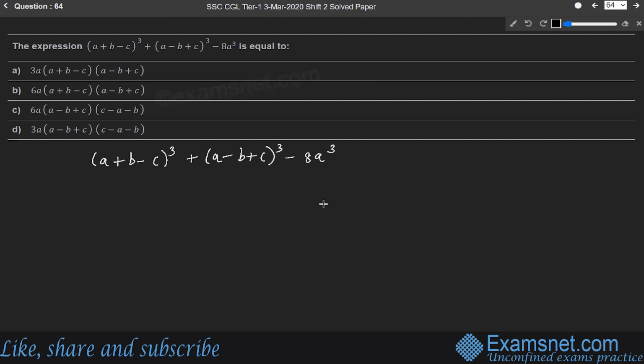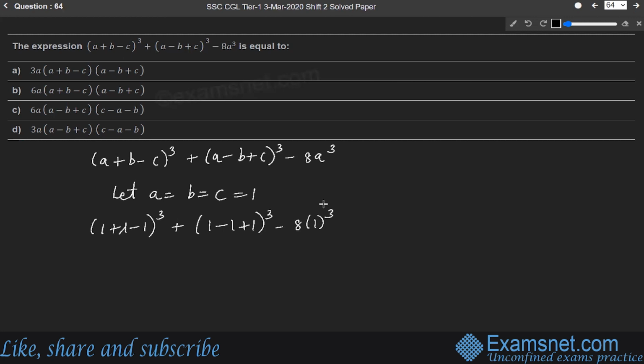So let us do one thing. Let us put a equal to 1, b equal to 1 and c equal to 1 in this given expression just to get a numeric value. So when we put a, b and c as 1, we get (1 plus 1 minus 1) whole cube plus (1 minus 1 plus 1) whole cube minus 8 into 1 cube. So here we will have 1 cube.